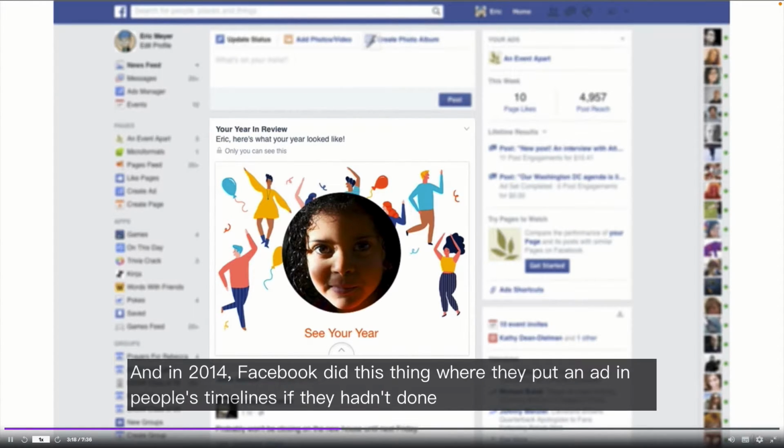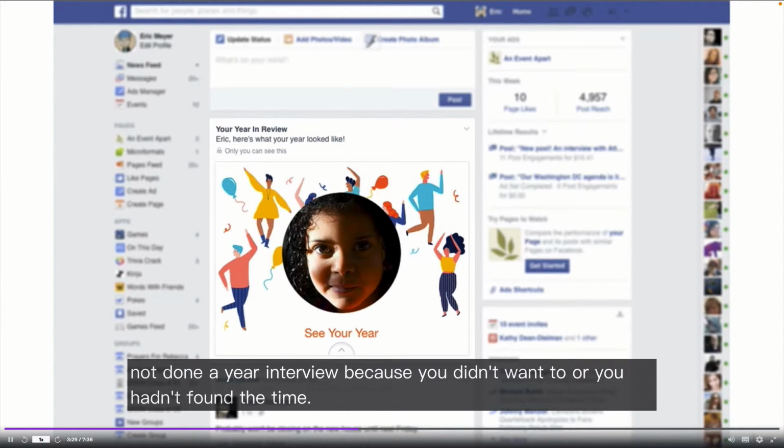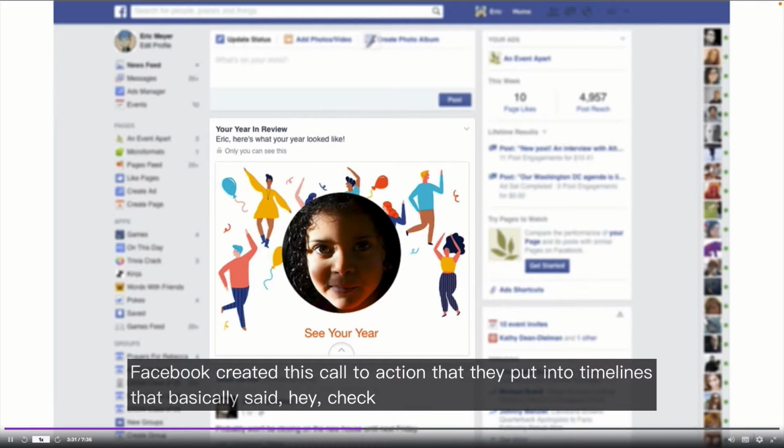And in 2014, Facebook did this thing where they put an ad in people's timelines if they hadn't done Year in Review. So if you hadn't, for whatever reason, done Year in Review, you hadn't been on Facebook, or you had not done a Year in Review because you didn't want to, or you hadn't found the time, Facebook created this call to action that they put into timelines that basically said, hey, check this out.